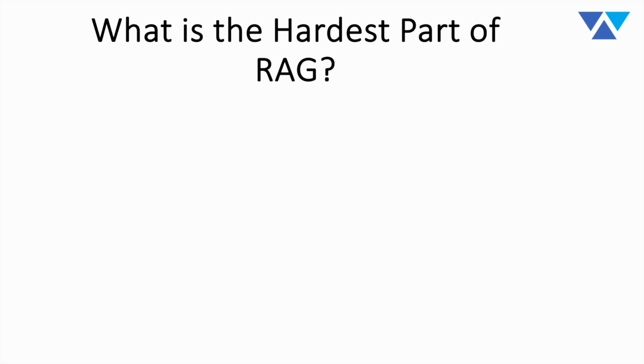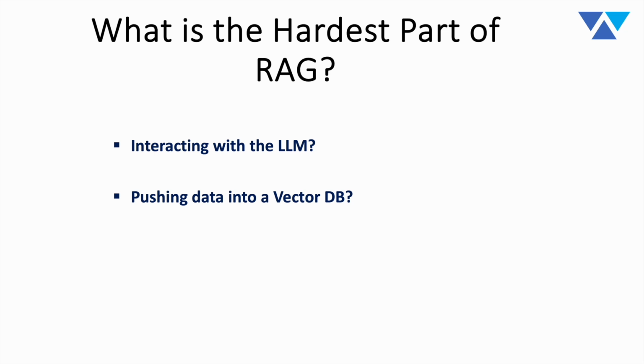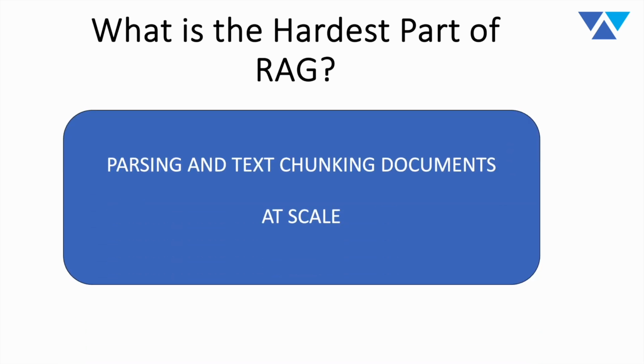What is the hardest part of retrieval augmented generation? Is it interacting with the LLM? Is it pushing data into a vector database? Is it all facets related to prompt management? Well, we would actually argue that the hardest part of RAG is at scale.